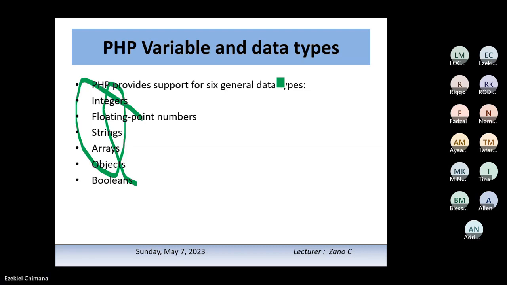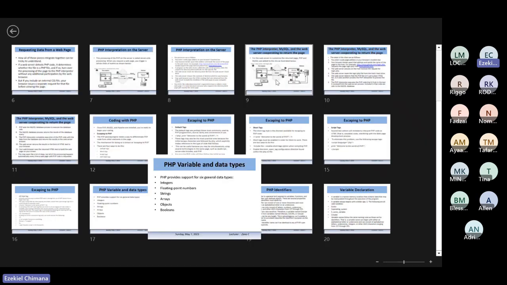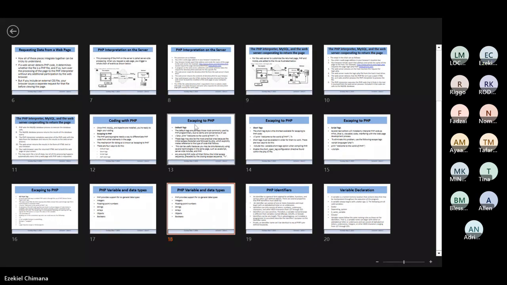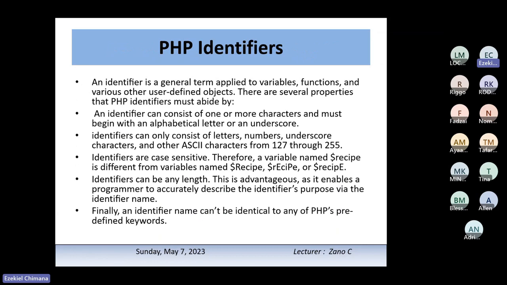PHP provides support for 6 general data types, which are integers, floating point numbers, strings, arrays, objects, and booleans, which is true or false.